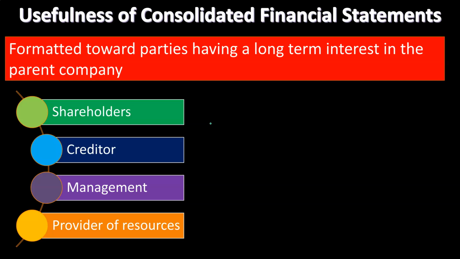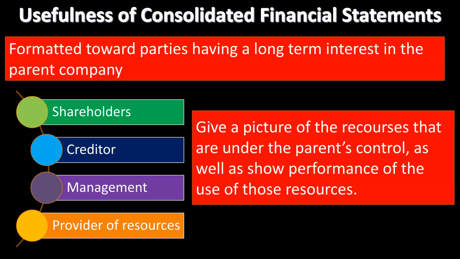You want to look at the entity as a whole if you're trying to make investment decisions, credit decisions, and so on and so forth. So what do the consolidated financial statements do? They give a picture of the resources that are under the parent's control, as well as show the performance of the use of those resources. In other words, they give a balance sheet and an income statement. The balance sheet gives a picture of where the organization, combined together, stands at a particular point in time.